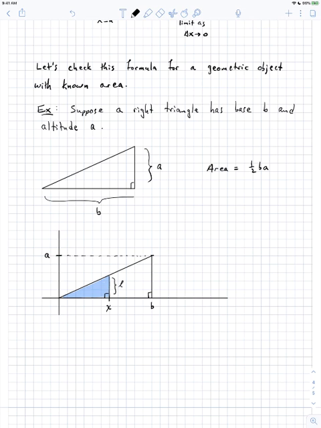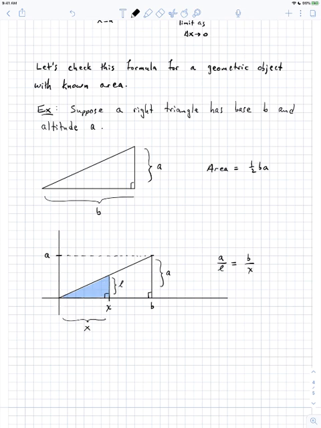These are similar triangles because they're both right triangles, and they both share this angle at the origin. So if they have two angles in common, then their third angle must also be the same, because all triangles have angles that add up to 180 degrees, at least in Euclidean geometry. So if these triangles are similar, that means the ratio of corresponding sides is equal. So if I measure A to L, that must be the same as B to x, because the base of this small triangle is x.